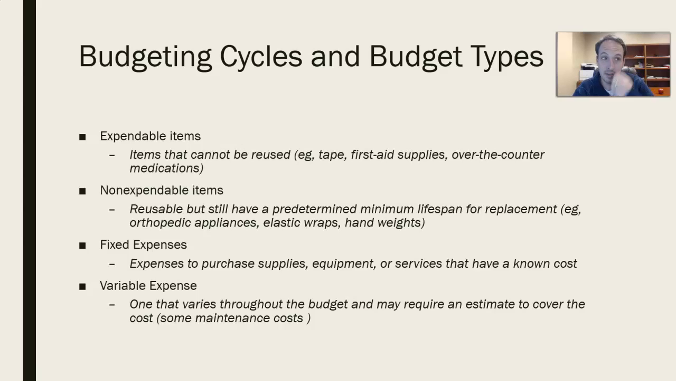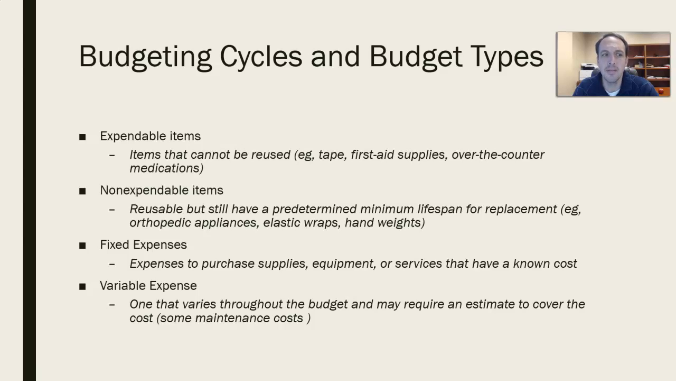Oftentimes, expendable is just things that cannot be reused at all. It's a one and done sort of thing. Non-expendable things are of a lower cost with a minimum lifespan, usually less than 3 years. And then capital can either be more expensive equipment, usually over $1,000 in total cost, or have a lifespan over 3 years. And the idea here is that expendable and non-expendable items are often put into the short-term annual budget, whereas capital items need a longer-term capital budgeting process.